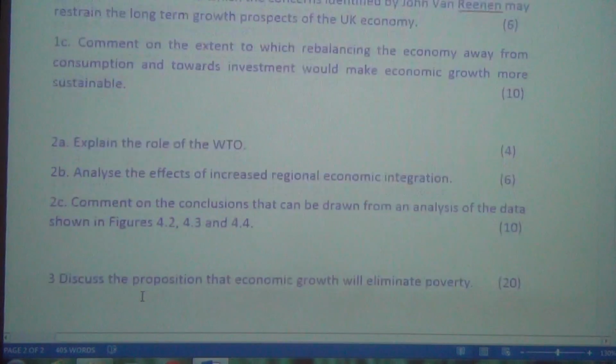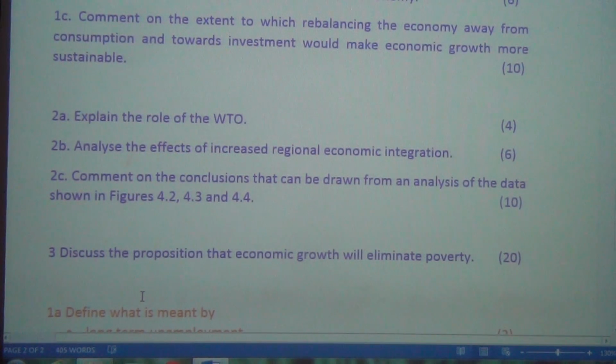Part A. Explain the role of the WTO, World Trade Organization, 4 marks. 2B. Analyse the effects of increased regional economic integration, for 6 marks. 2C. Comment on the conclusions that can be drawn from an analysis of the data shown in figures 4.2, 4.3 and 4.4, 10 marks. And then the final essay question, discuss the proposition that economic growth will eliminate poverty, 20 marks.